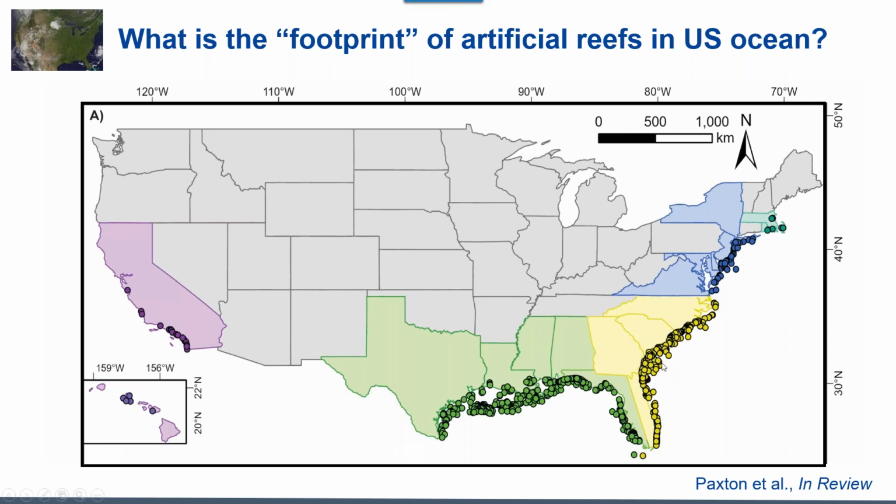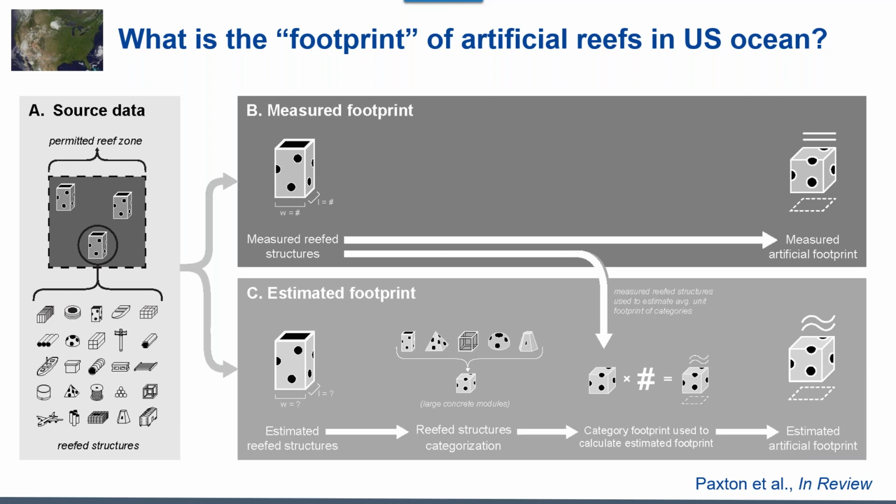And the points that we're showing here, these are the centroids of permitted areas of the seafloor where artificial reef structures can be deployed. And so let's dive in a little bit more. I mentioned that the artificial reef managers were key collaborators on this project. That is because they provided source data. They provided us with multiple data streams.